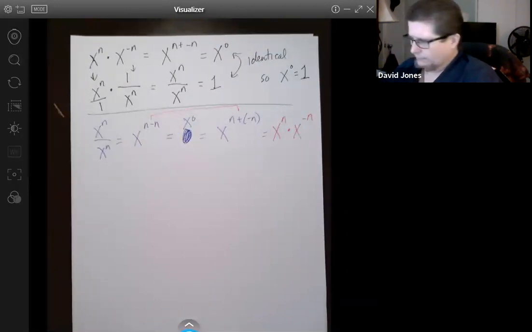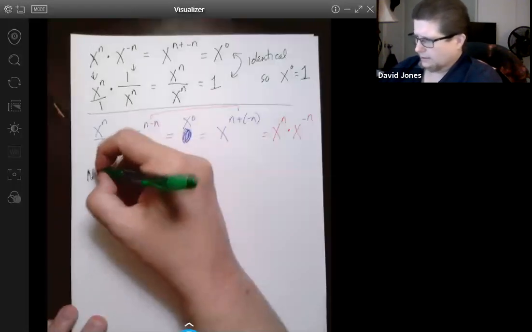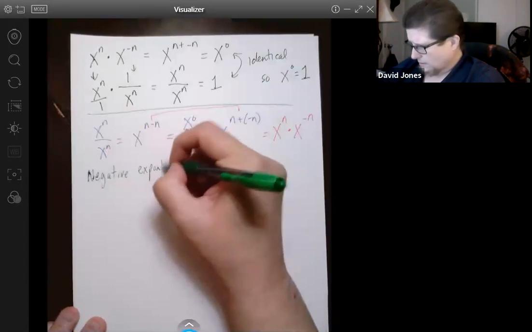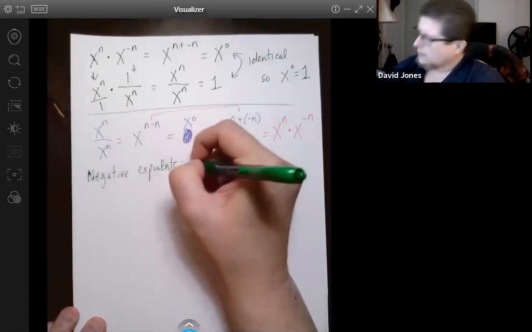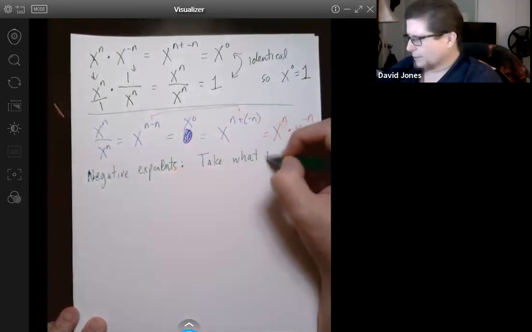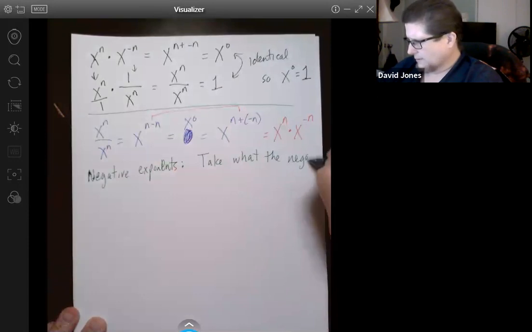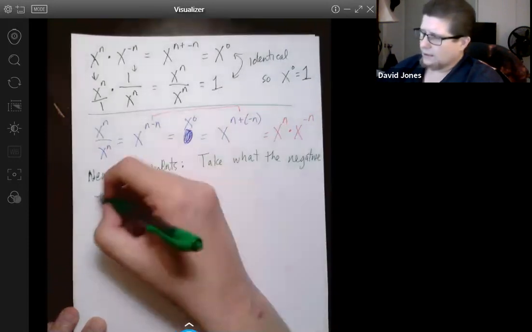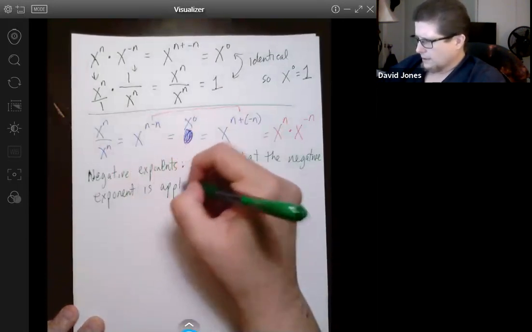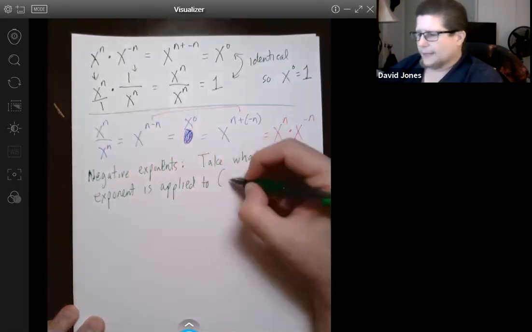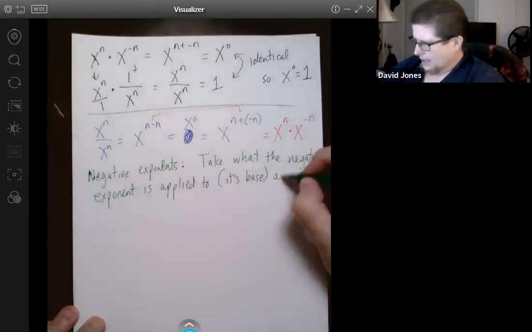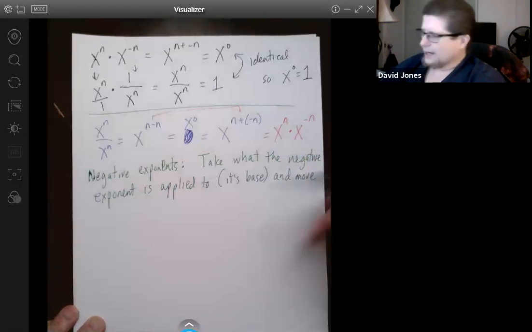Let's see. So negative exponents: take what the negative exponent is applied to, its base, and move it to the other side of a fraction.